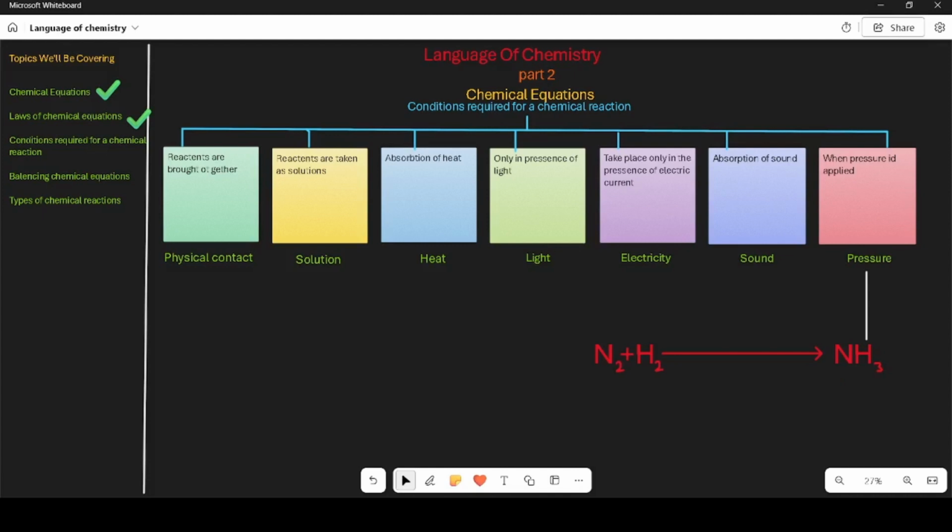Certain chemical reactions take place only when pressure is applied. For example, the formation of ammonia from nitrogen and hydrogen takes place at high pressure in the bodies of animals.